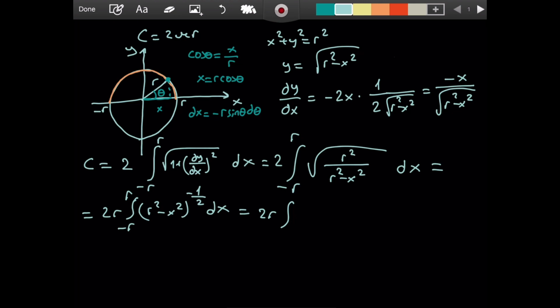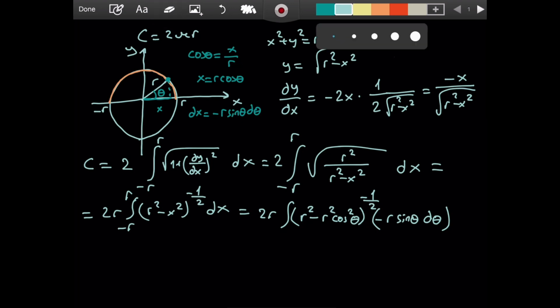Okay? Let's first write the integrand though. We will have r squared minus, instead of x, I'm substituting this business, which is r squared cosine squared theta. And it is to the power of negative 1 over 2. Then for dx, we're going to have this business, which is negative r sine of theta d theta. And let me put the parentheses so that you understand it's not a subtraction, it's a multiplication.